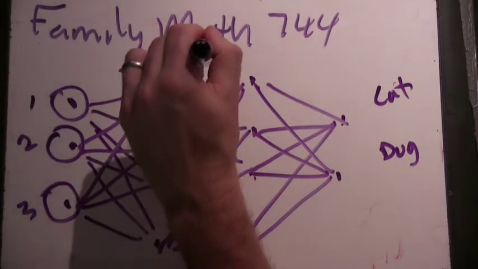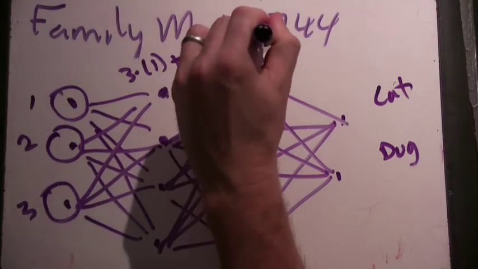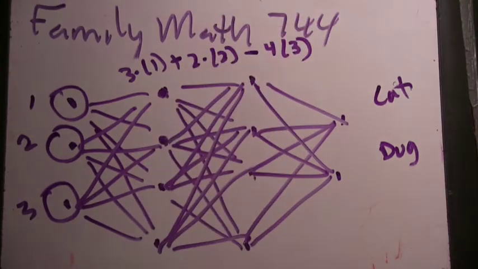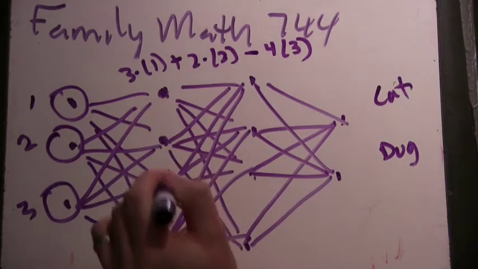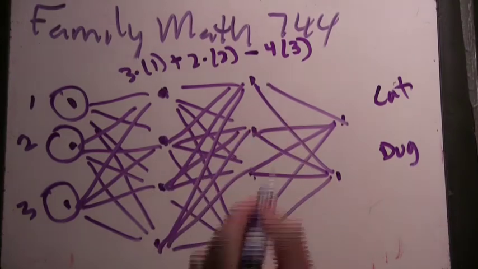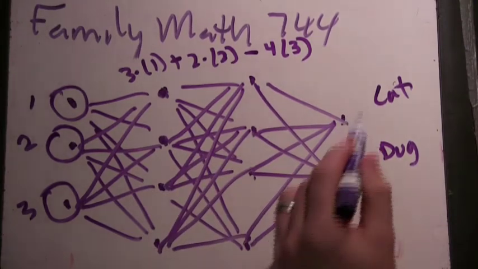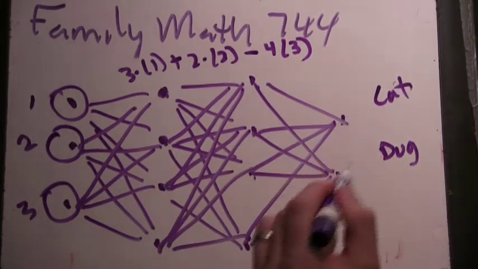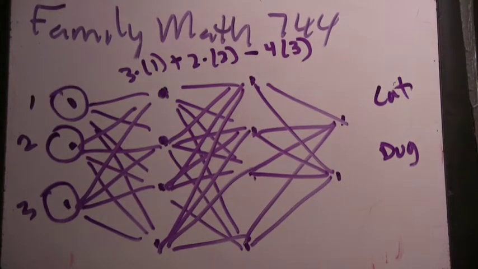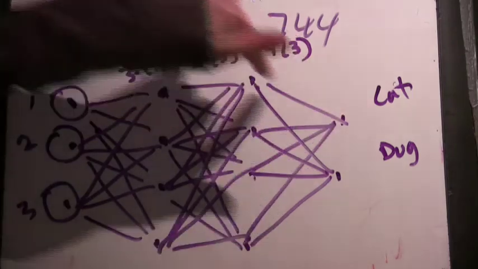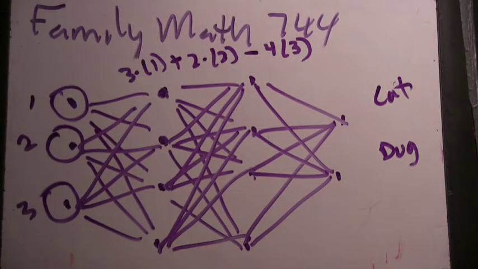Plus 2 times 2 minus 4 times 3, for example. Okay, and then they get mixed up, and then these mixed up ones get mixed up, and then they output here, and maybe they're good at telling the difference between cats and dogs. And then if they're wrong, would you remove the thing that got you to the wrong assumption, sort of like we did with the matchbox thing?